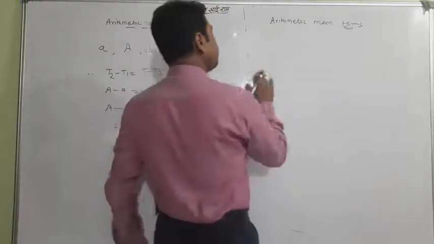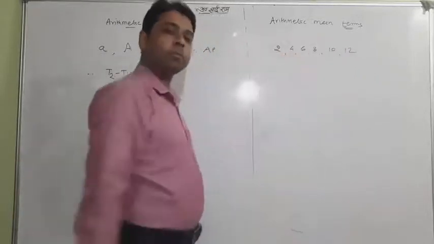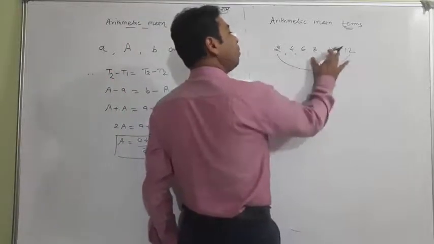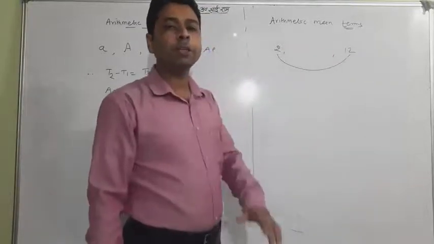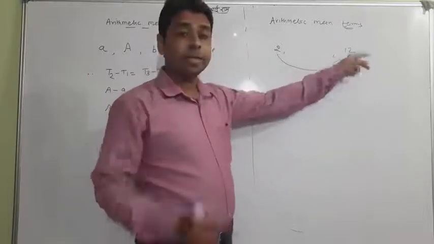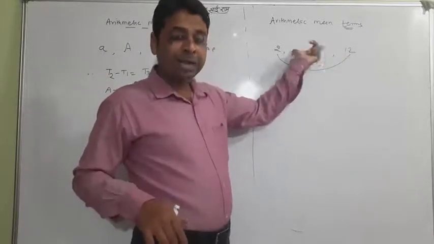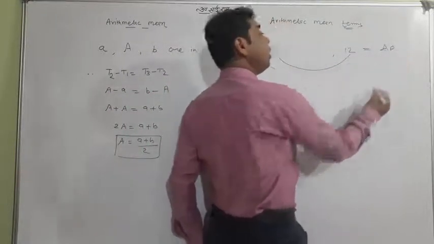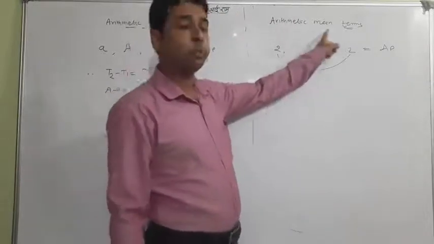This time if I talk about 2, 4, 6, 8, 10, 12, can you see this is AP? Between 2 and 12, if I ask you to find 4 arithmetic means between 2 and 12, you should understand that 2 and 12 are actually parts of the AP, with some terms missing between them, and these missing terms are called arithmetic mean terms. This all should be in AP, and 4 terms are missing. These 4 are called 4 arithmetic mean terms.